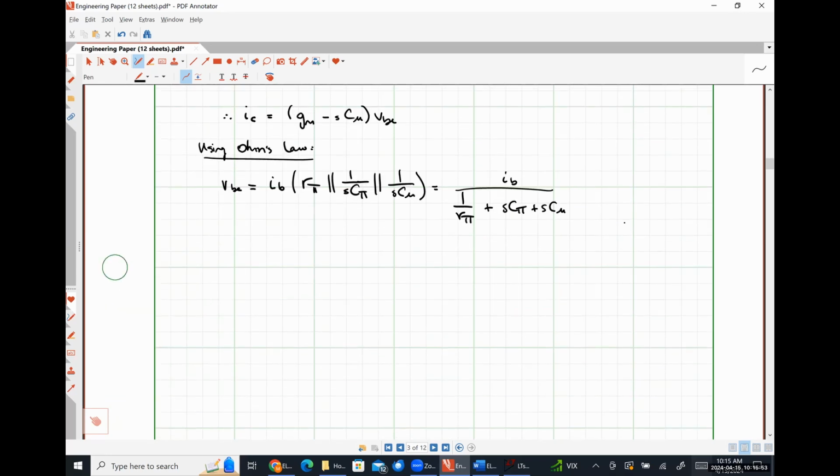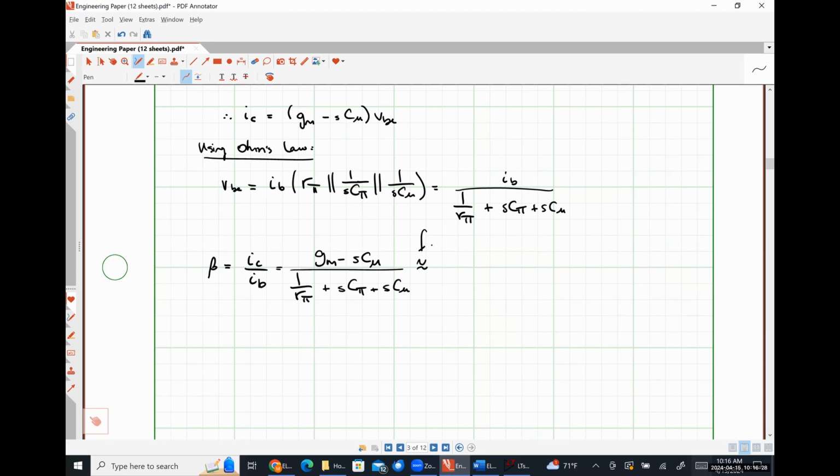Putting these relationships together, beta is just the ratio of IC to IB, which is going to be GM minus S C mu divided by 1 over R pi plus S C pi plus S C mu.